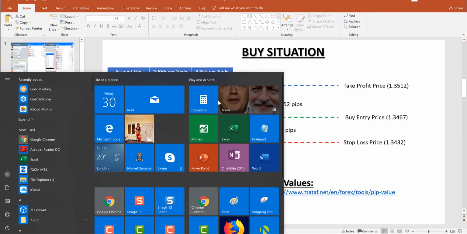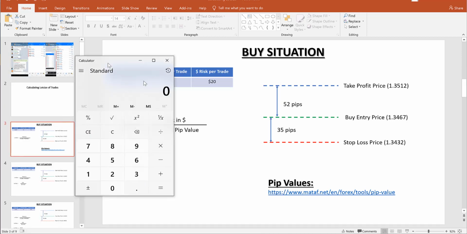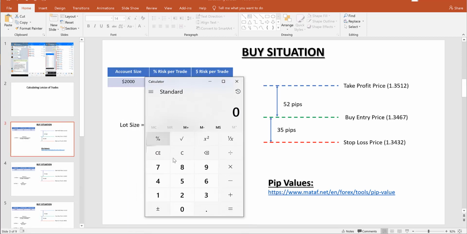And how do we get that? How do we get the 35 pips? It is 1.3467, take away the stop loss price, which is 1.3432, which will give us 0.0035. So that is the 35 pips for four decimal places.